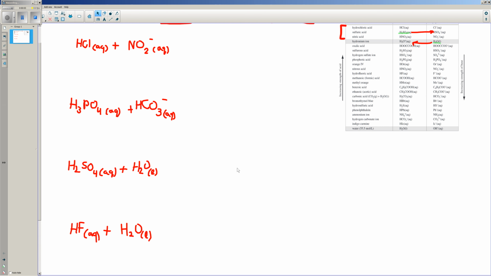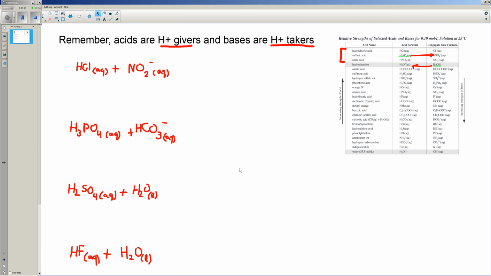All right, folks, let's talk about Bronsted-Lowry acid-base reactions. Now, Bronsted-Lowry acid-base reactions are not difficult. There's a couple tricks to them that I'm going to show you, they're going to make your life a lot easier.